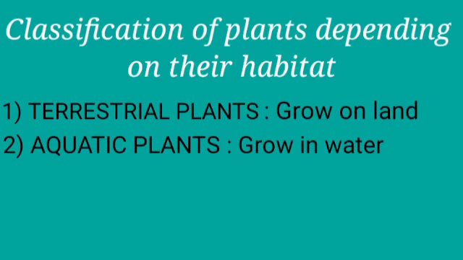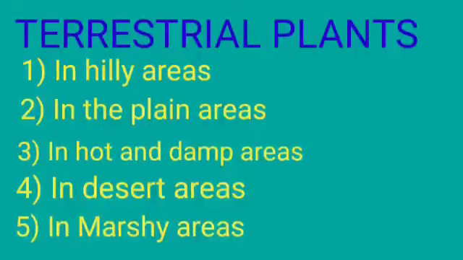So let us learn about the classification of plants depending on their habitat. On the basis of their habitat, plants are classified into two types: terrestrial plants that grow on land, and aquatic plants that grow in water. There are two types of plants. The upcoming ones are the terrestrial plants.